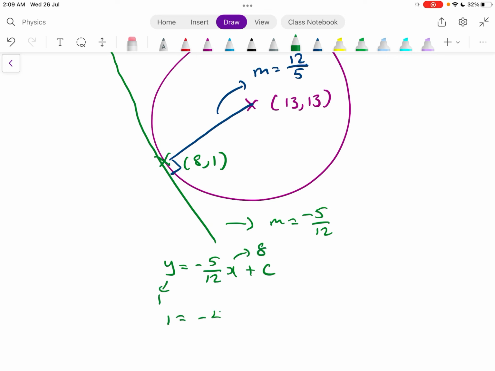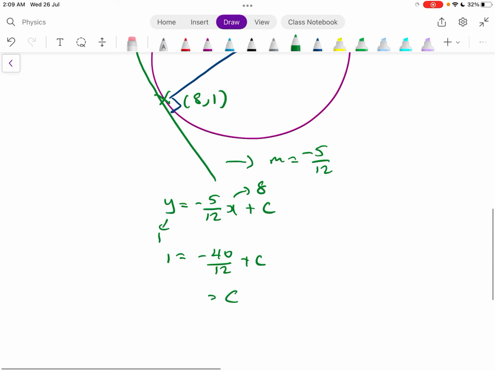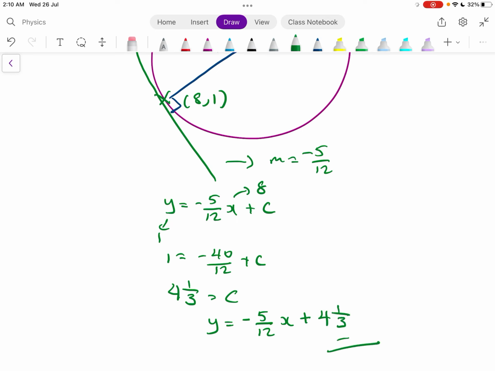So 1 sub inside here, 8 sub inside here. So 1 equals negative 40 over 12 plus c. So c is equal to 1 plus 40 over 12. Let's do a quick calculation. This will give you 4 1/3. So in this case, the equation of the tangent is y equals negative 5 over 12 x plus 4 1/3. Done. So that's the answer for this question.